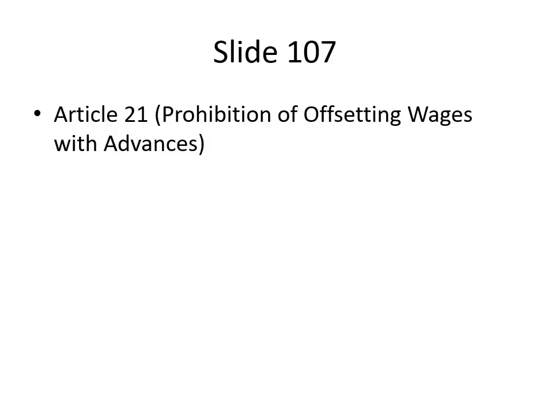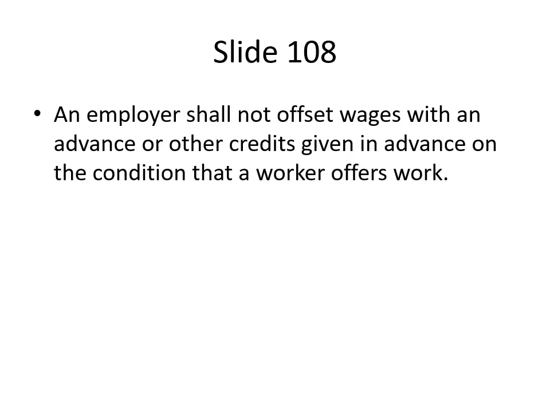Article 21. Prohibition of offsetting wages with advances. An employer shall not offset wages with an advance or other credits given in advance on the condition that a worker offers work.